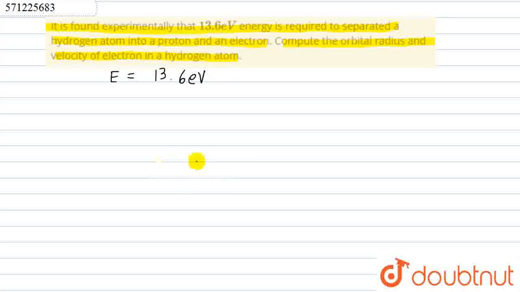So now we'll convert it into joules. So 13.6 multiplied by 1.6 into 10 to the power minus 19 joule. So it will come out to be minus 22 into 10 to the power minus 18 joule. So this is our energy in joule.